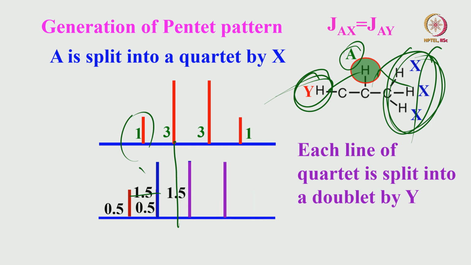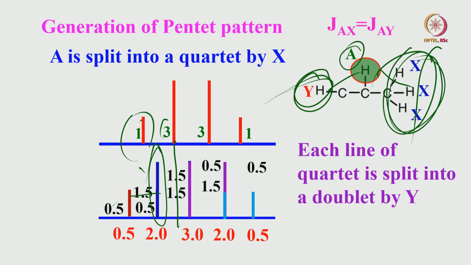I have put different colors for you to understand. You see, this is one color, this is another color and another color. Each line is split into two lines of half intensity, and this intensity is half of this, 1.5 by 1.5, but 2 lines are overlapped here because of identical J coupling. So, calculate the total intensity now. This becomes 0.5, 3 or 2, 3, 2.5.